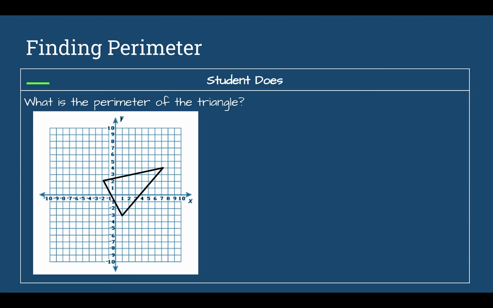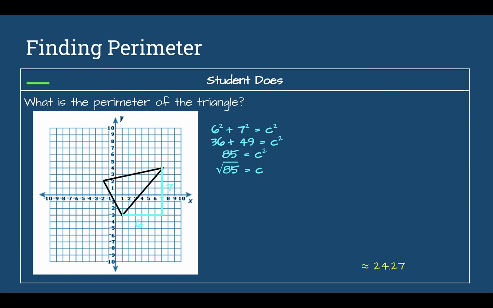Now it's your turn. What is the perimeter of the triangle shown in the graph? You should have found that it was about 24.27. Here's how to get that.